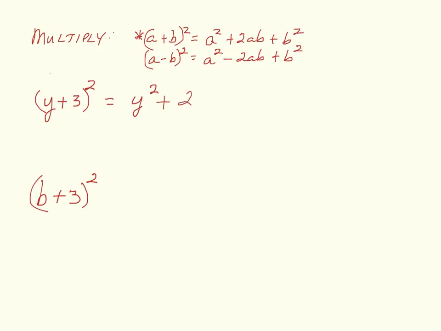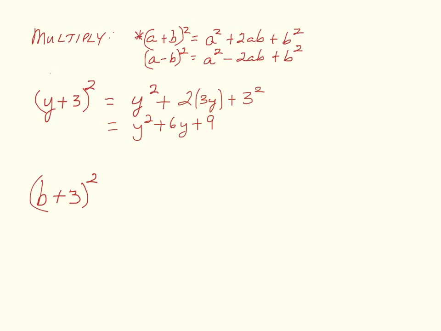2 times what? y times 3. I multiply the two terms, y and 3. 2 times y times 3. So that's 2 times 3y. And my third term is going to be plus 3 squared. Okay, so that gives me y squared plus 6y plus 9. And we just multiplied it.